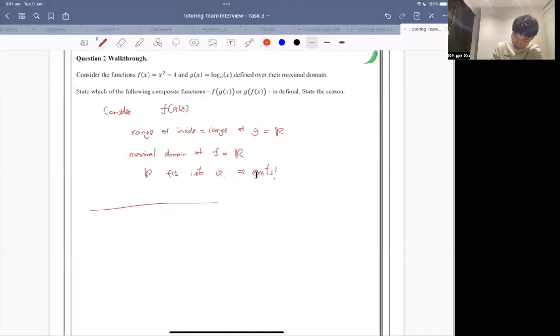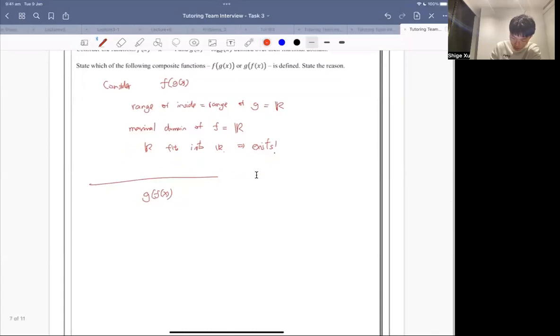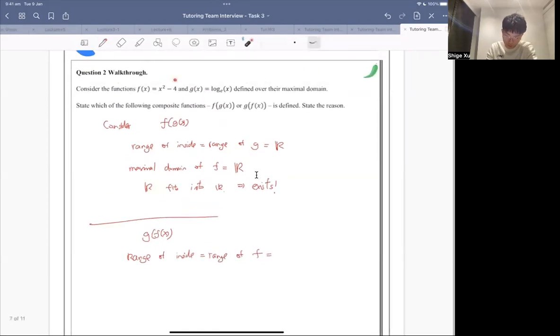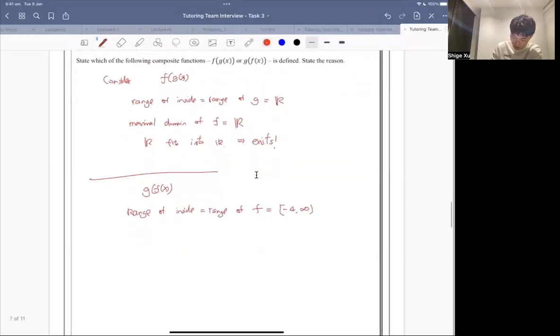Now let's look at another one, g of f of x. So now, what's the range of the inside? The range of the inside is the range of f. What's the range of f? Well, f is a quadratic, shifted 4 units down, so it goes from -4 to infinity. Okay. What's the maximal domain of g? G is the outside function. So what's the maximal domain of g?